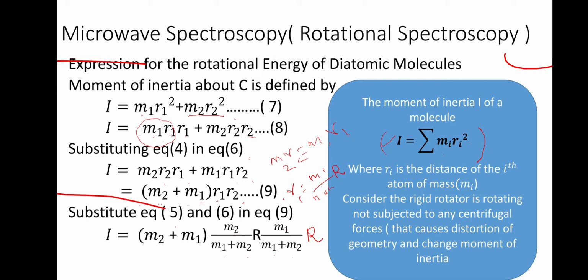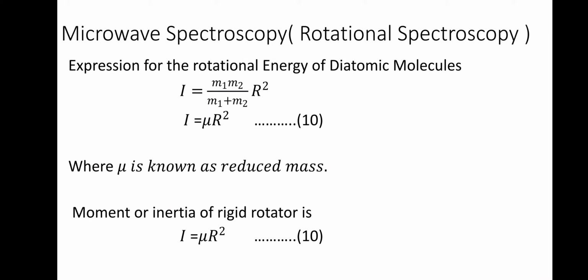Now when we simplify, one of this and one will be cancelling. So m1 m2 r into r square, divided by m1 plus m2, will come. Okay, see m1 plus m2 divided by m1 plus m2 is equal to r square. So moment of inertia we got as m1 m2 divided by m1 plus m2 into r square, where r is the bond length, m1 and m2 are masses of the atoms.